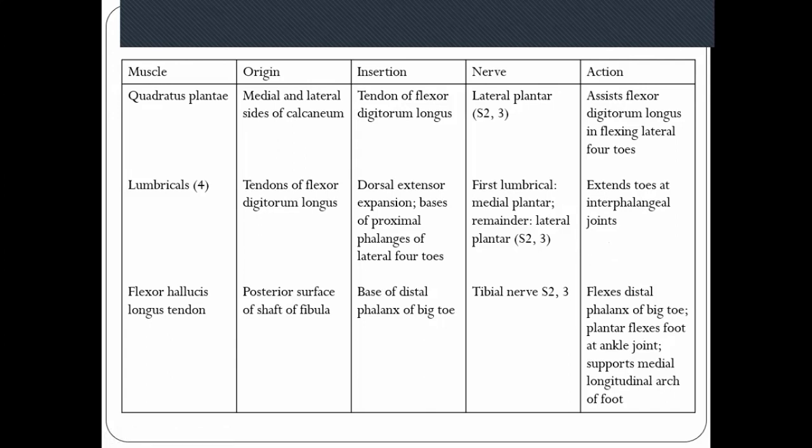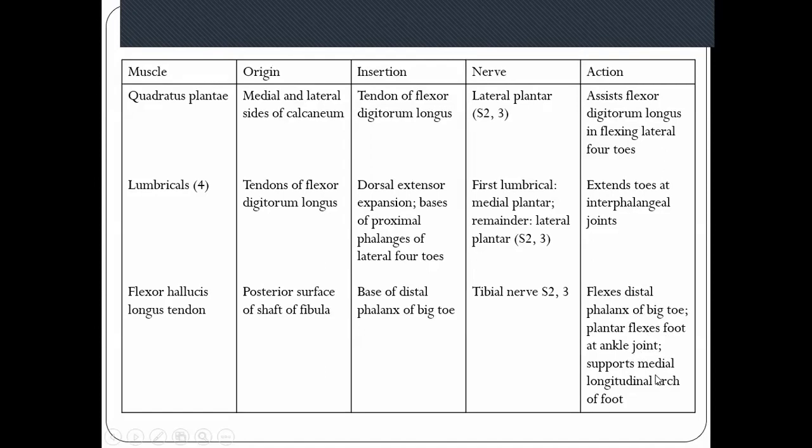And there are two tendons in the second layer of the sole of the foot. Those are the flexor hallucis longus tendon and the flexor digitorum longus tendon. So the flexor hallucis longus tendon is supplied by the tibial nerve and is inserted into the base of the distal phalanx of the big toe. So it helps in flexing the distal phalanx of the big toe and plantar flexing the foot at the ankle joint.